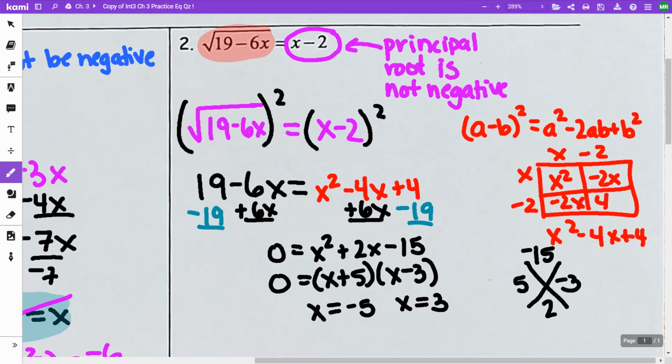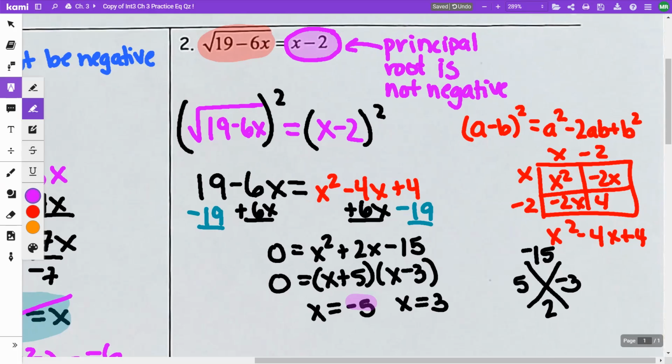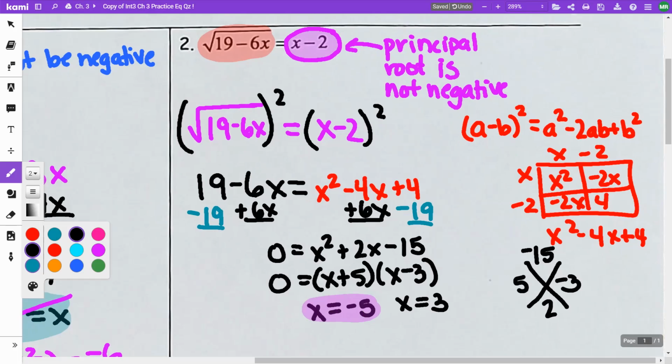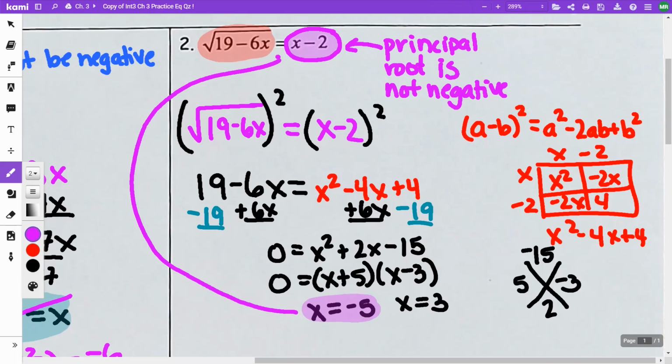Now again, remember, we need to take those and check them up here where my square root is isolated. So if I was to take that and substitute it in, I'm going to check it all the way here. I'm going to get a negative 5 minus 2, which is a negative 7. So that's not going to be an answer.